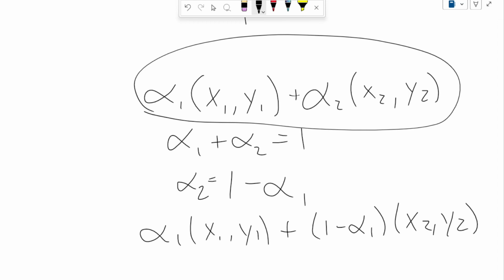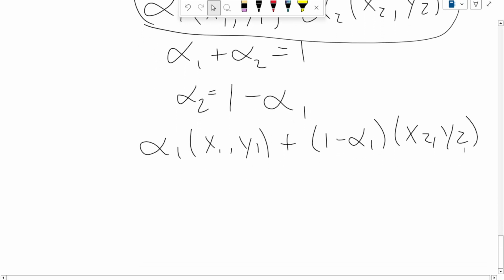And so now I've got 2 points and I've got one number that's changing, right? Which is looking an awful lot like my previous example. So let's try and put it in that form of some algebra.